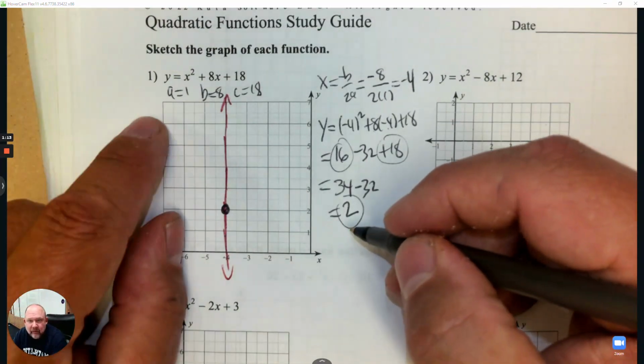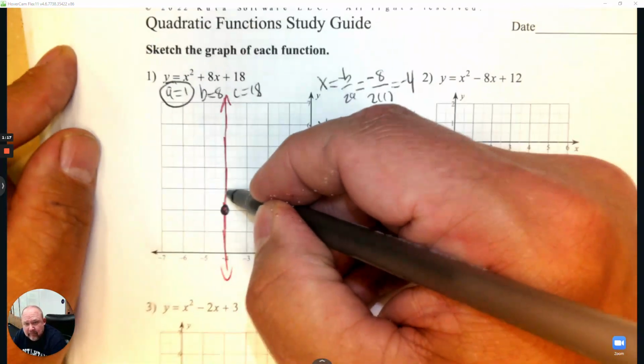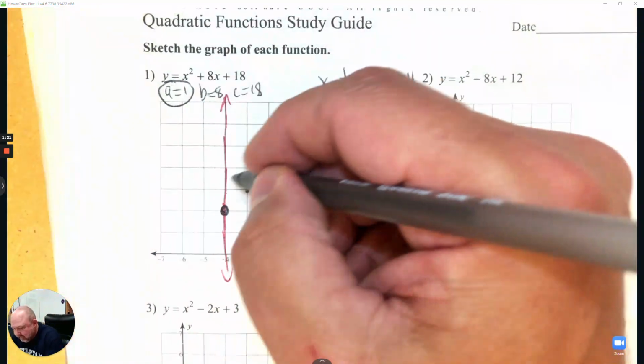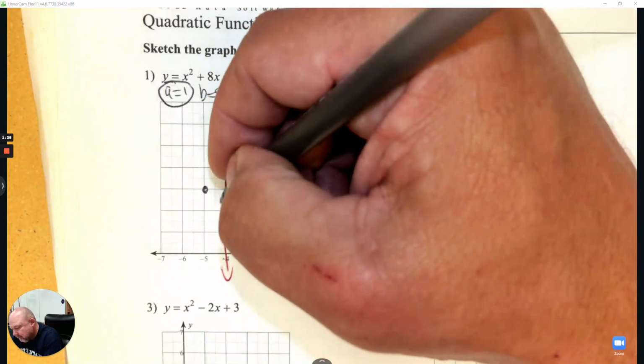And the last thing we do is apply the A. That tells me I'm going to go up one to the right and up one to the left. There it is. And then draw it from there.